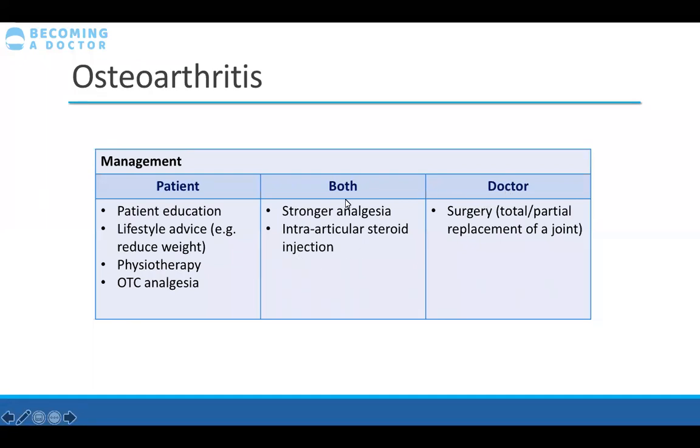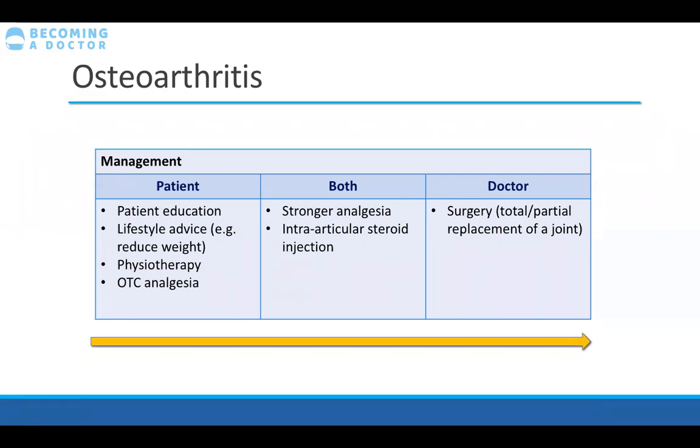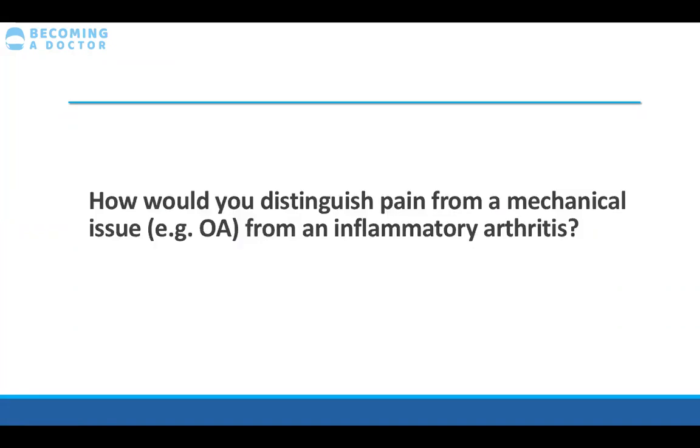And then, of course, if that hasn't worked, then it comes to the doctors, it comes to the medical field in terms of surgery. So either a total or a partial replacement of the joint, and whether it's total or partial would sort of depend on the patient, their comorbidities, their preferences. And that is the endpoint in terms of treating osteoarthritis: surgery.